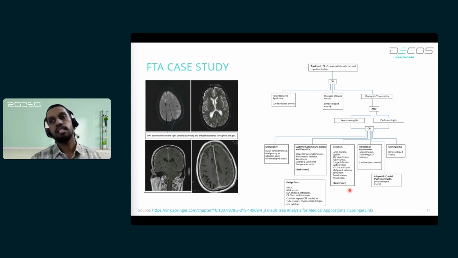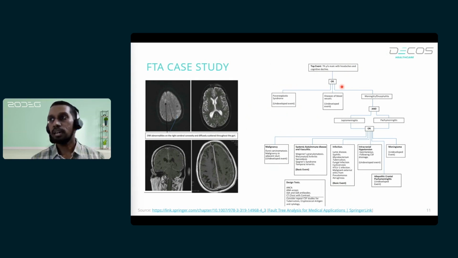So I'll be explaining this with a case study. This image is nothing but an MR diffusion-weighted image of a 75-year-old male who has observed some abnormality in his normal functionality. So it would start with a top-down approach, as I said earlier. FMEA is a bottom-up approach. FTA is a top-down approach. So with the top event, the main event is that a 74-year-old male has observed some cognitive decline and some headaches.